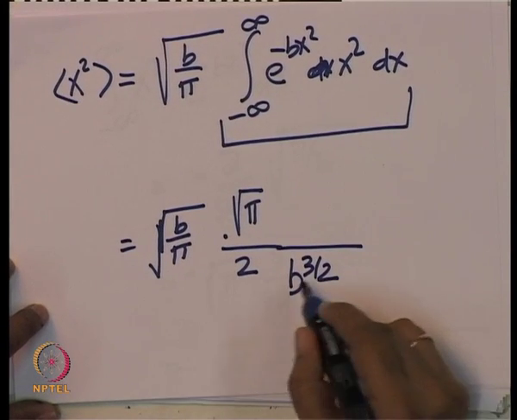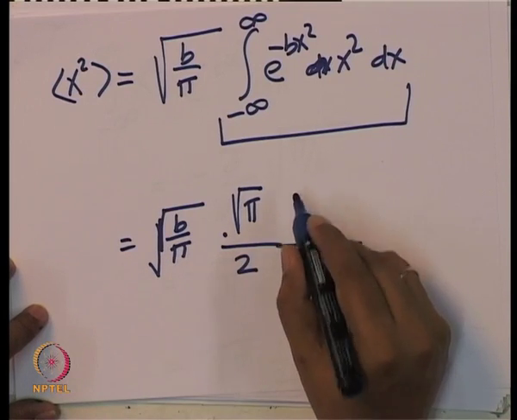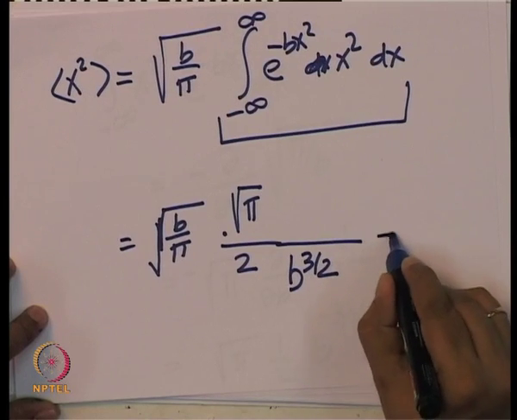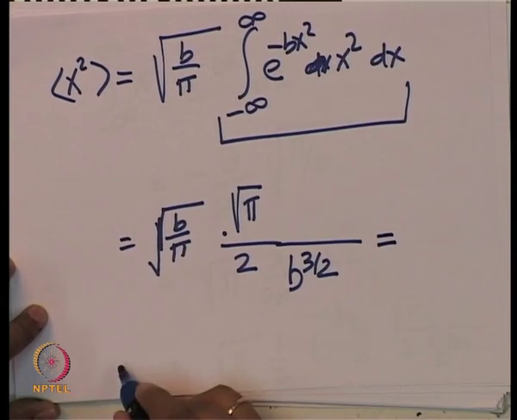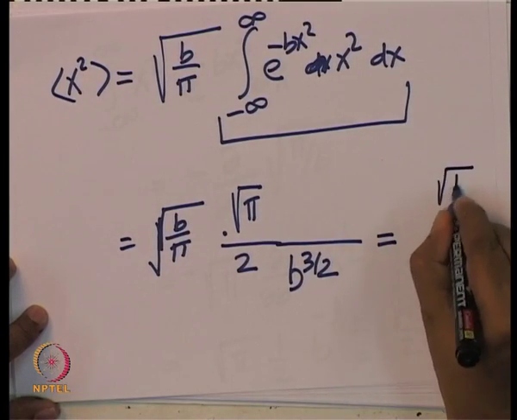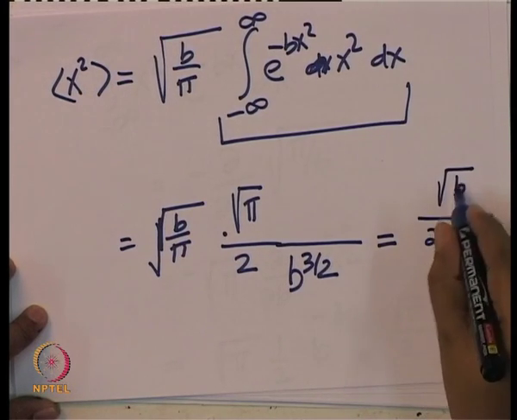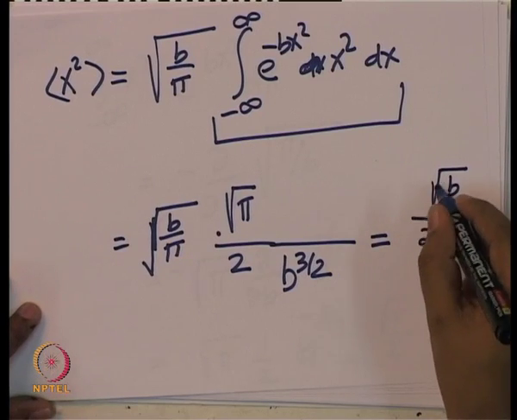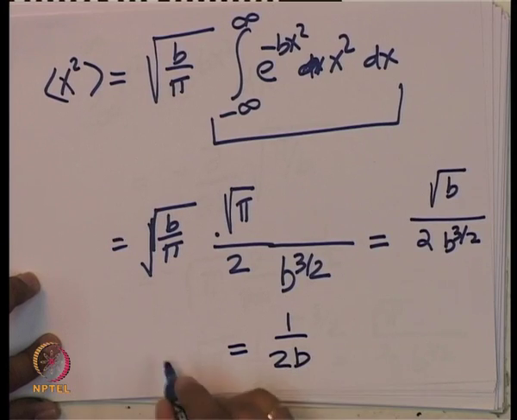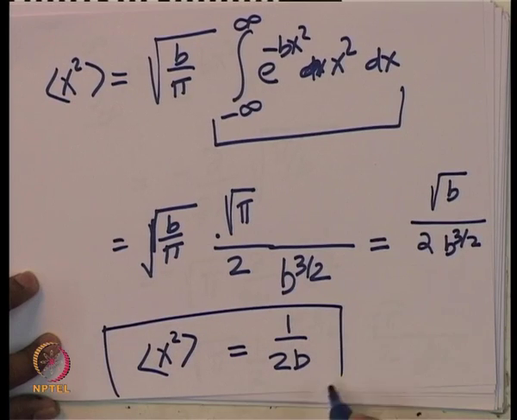So, this can be written as b into root b. So, root pi cancels, and b root b and b power 3 by 2 can together produce this. If you wish, root pi and root pi cancel, and this can be written as root b by 2 b power 3 by 2. Root b is b power half. So, if you write root b as b power half, this is 1 over 2 b. So, x square average is 1 over 2 b.